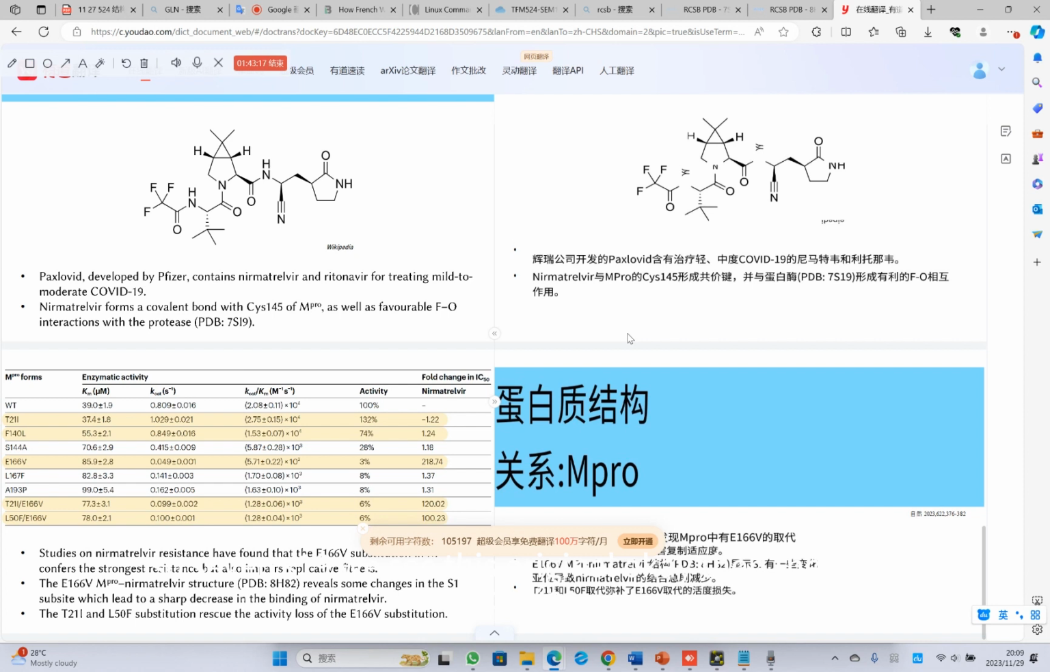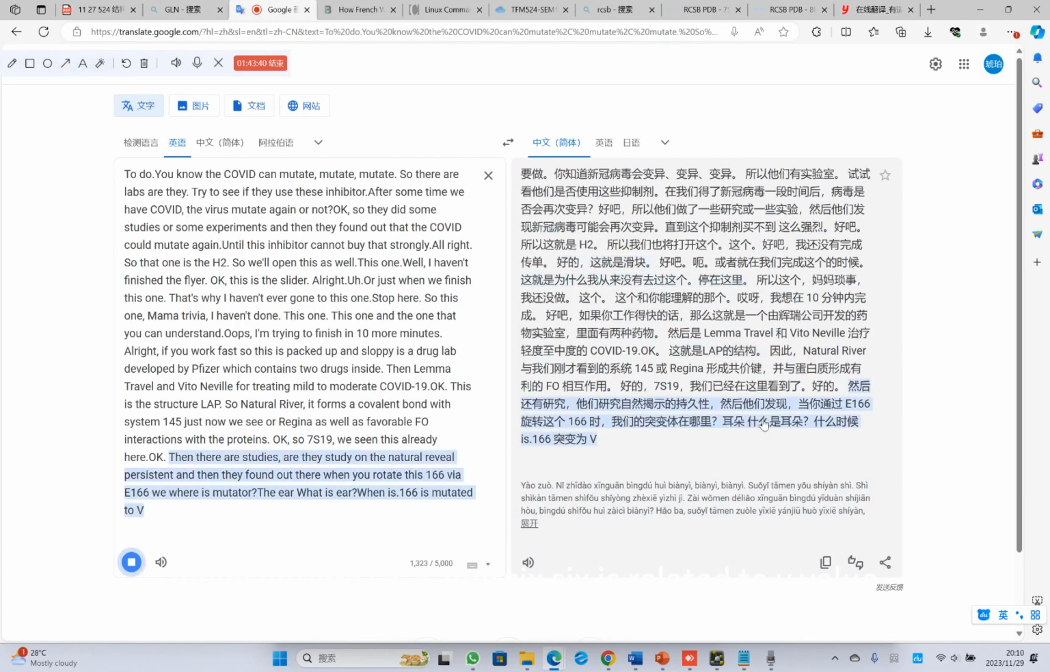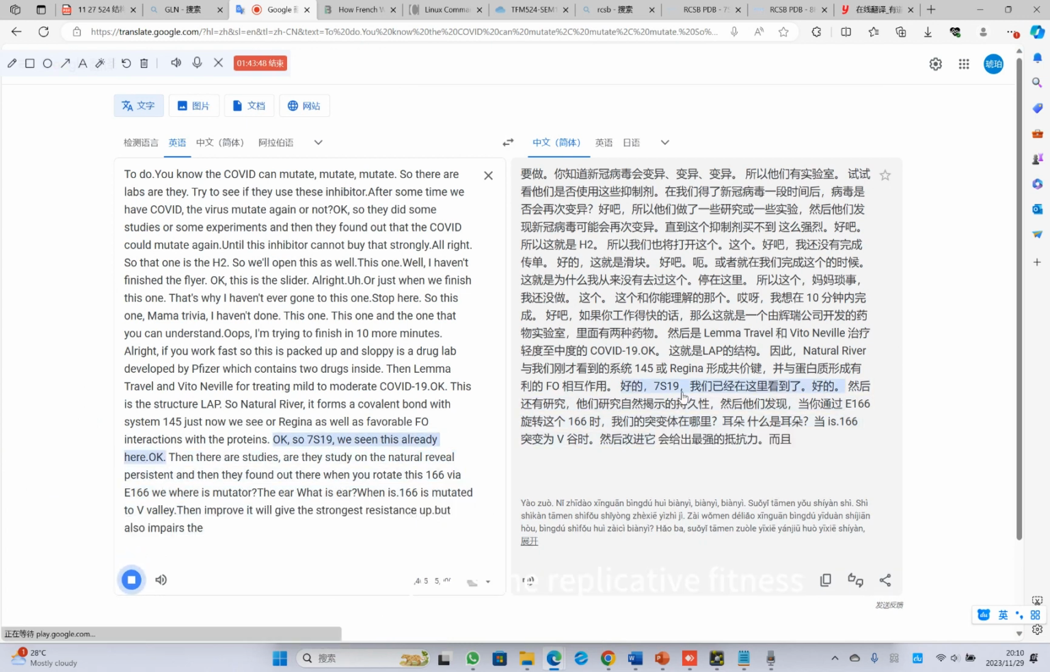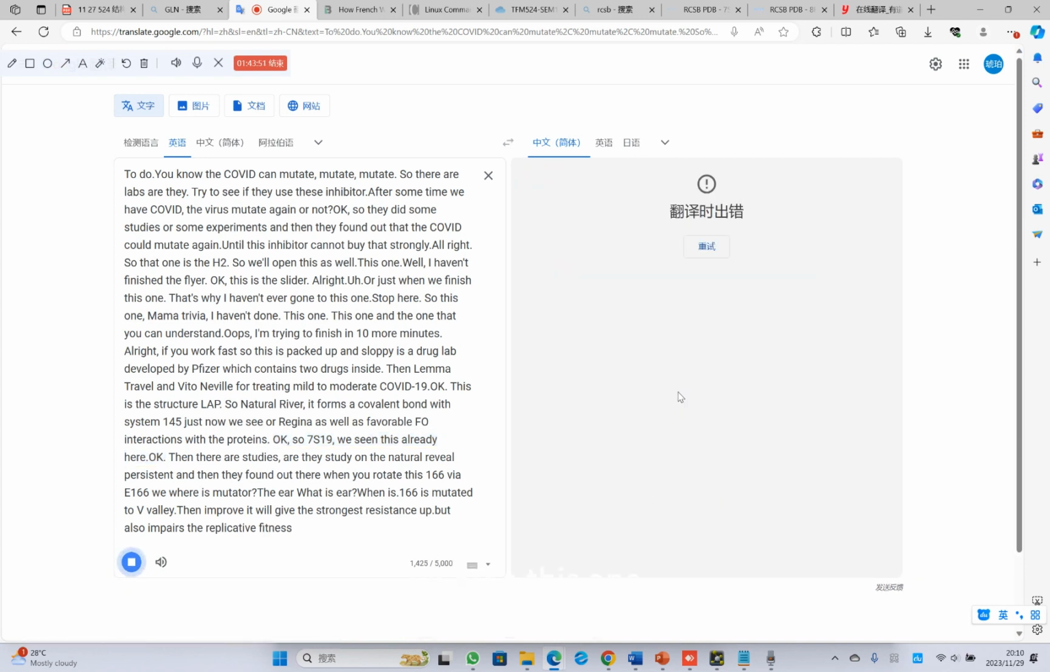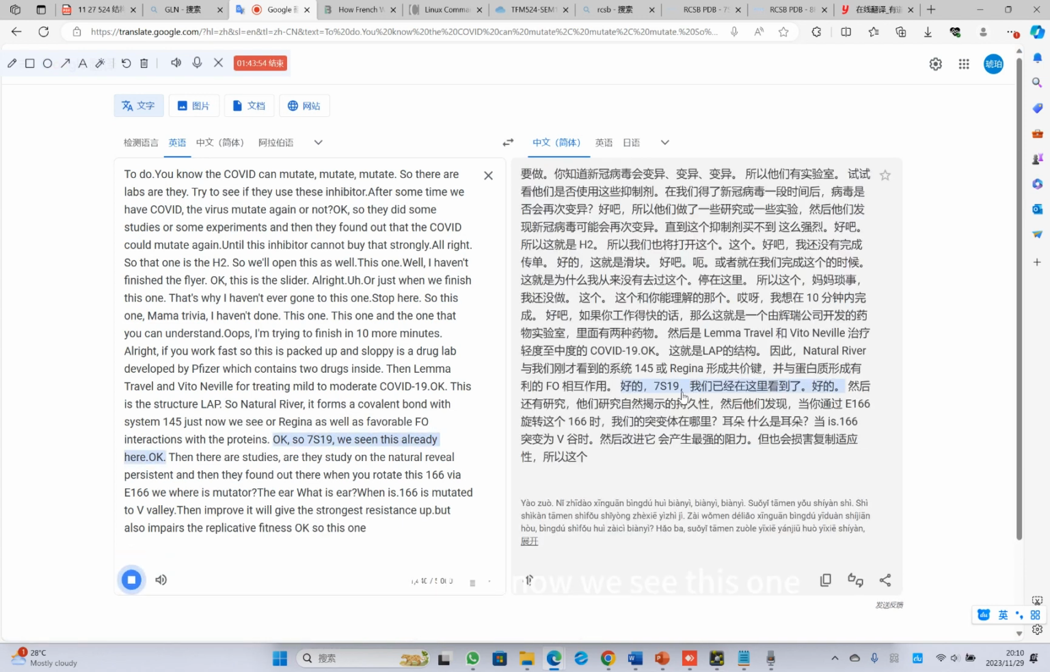Okay, then there are studies. They study on the nematrelvir resistant, and then they found out that when you take this E166V, when it's mutated, the E, what is E? Glutamic acid. When glutamic acid 166 is mutated to V, valine, then in MPRO, it will give the strongest resistance, but also impairs the replicative fitness. Okay, so this one, this is the mutant.